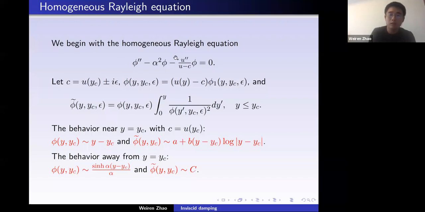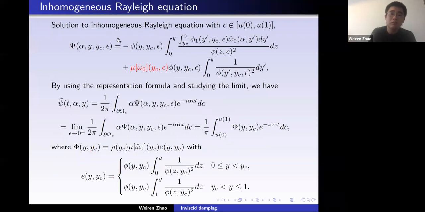For this one, we can find two types of solution. One is smooth, the other one has a singularity. So one at y equals yc behaves smoothly, like y minus yc. The other one has some logarithm singularity. Okay, then in this way, we can write down the inhomogeneous solution by the homogeneous ones.